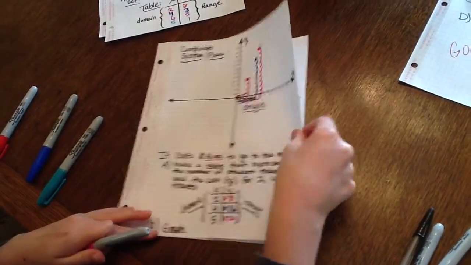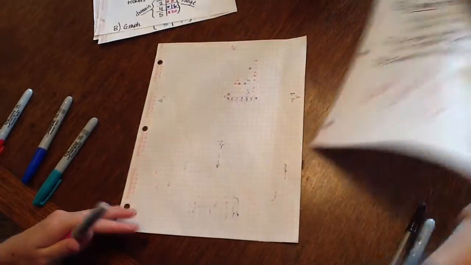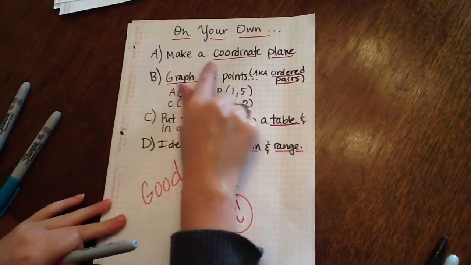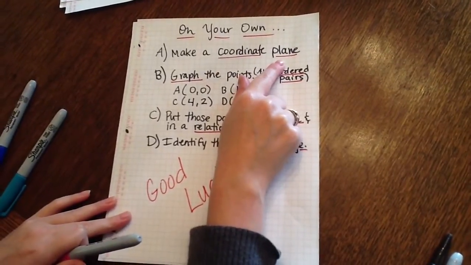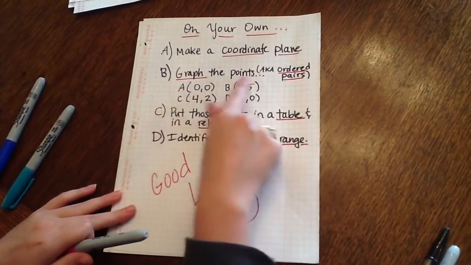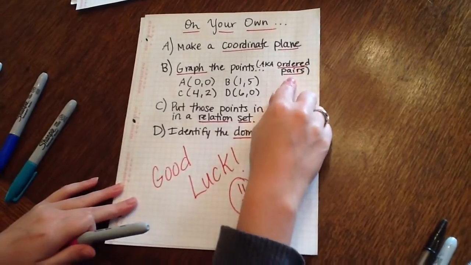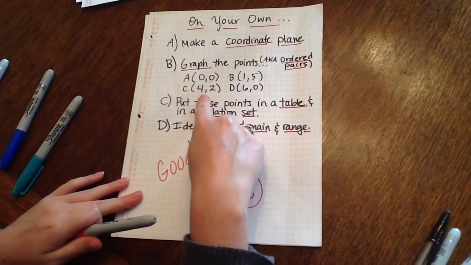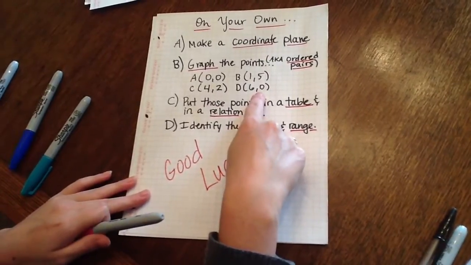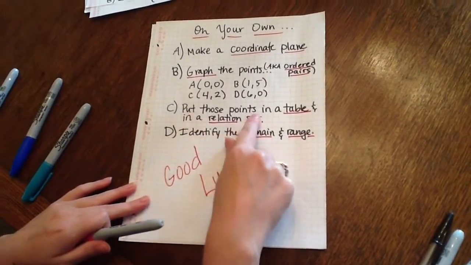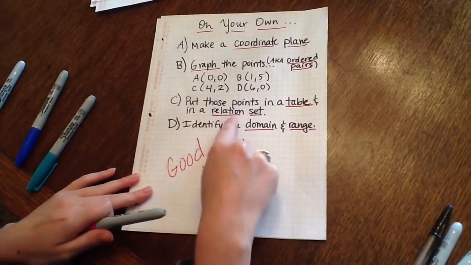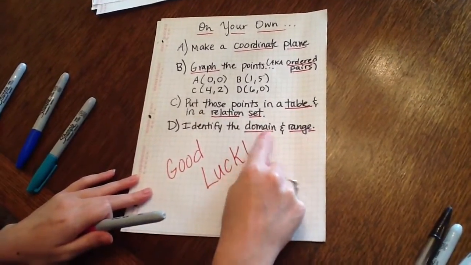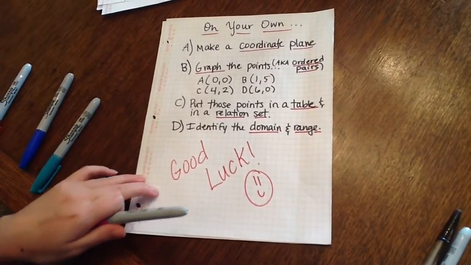All right, now what are you supposed to do on your own? Here we go. I would like you to go ahead and make a coordinate plane on a piece of graph paper. I want you to graph the following points, or these ordered pairs: 0, 0, 1, 5, 4, 2, and 6, 0. Then I want you to go ahead and put those points in a table and in a relation set. And lastly, you're going to identify the domain and the range. All right, good luck. We'll see what you get back in class.